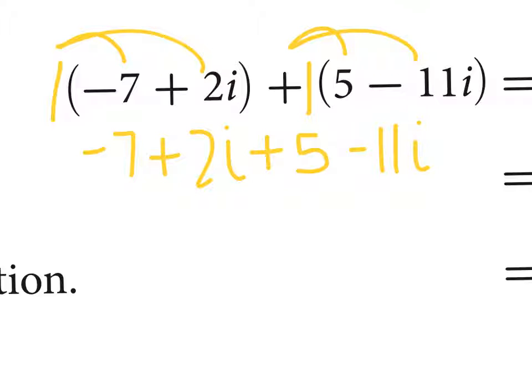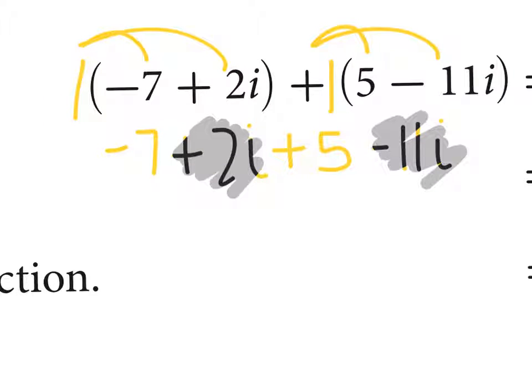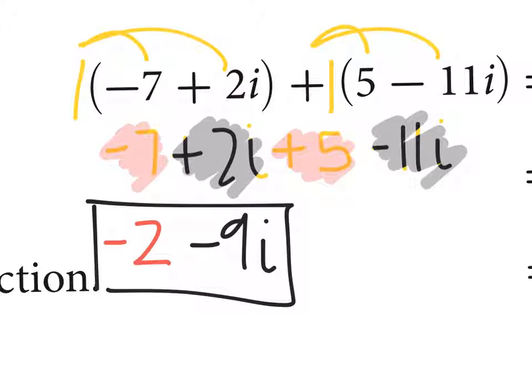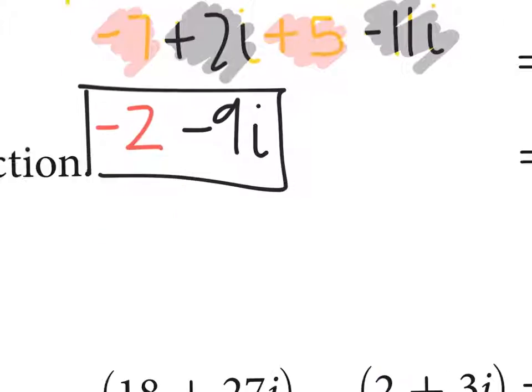I can combine my like terms. My plus 2i and my minus 11i are like terms because they both have i attached to them, and 2 minus 11 is going to be negative 9i. I can also combine my negative 7 with my positive 5, which is going to give me a negative 2. So my answer to my problem is negative 2 minus 9i.